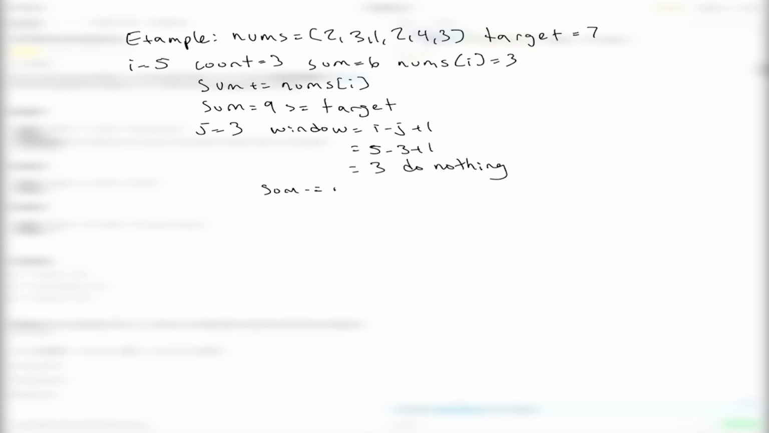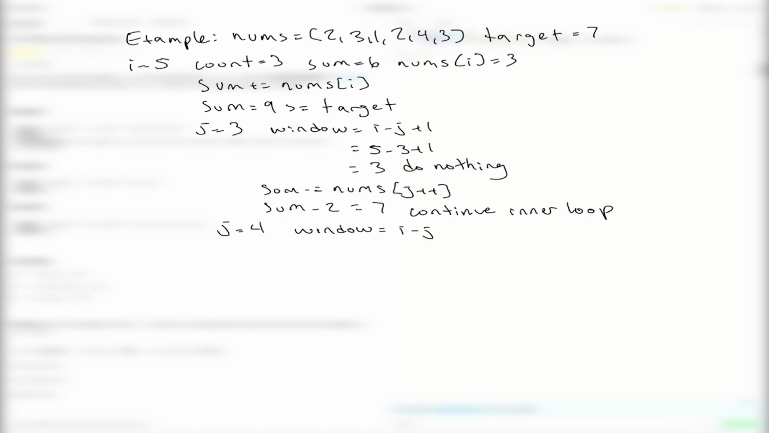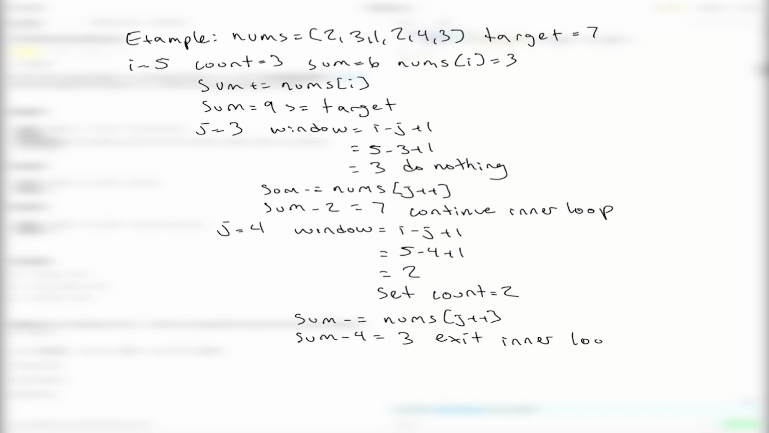We'll go ahead and subtract nums[j] from sum, which will be sum minus 2. So sum will now equal 7, and we'll continue the inner loop. So now j equal to 4. Window is equal to i minus j plus 1, which is going to be equal to 5 minus 4 plus 1, which is equal to 2. This is less than count, so we'll go ahead and set count equal to 2. We'll go ahead and subtract nums[j++] from sum, which is sum minus 4. Now it's equal to 3. We exit the inner loop. For i equal to 6, we're out of indexes. So now we want to go ahead and return count.